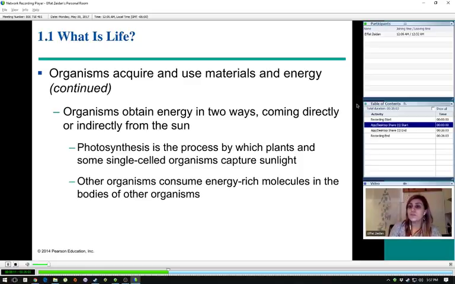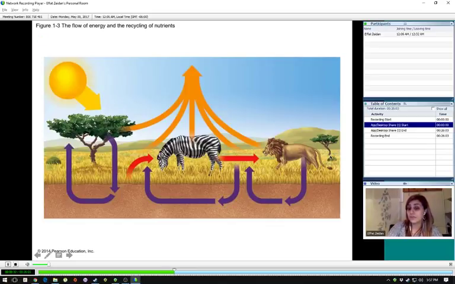Whereas other organisms consume energy-rich molecules, like for example, the food that we eat contains energy. It comes from the sugar, it comes from glucose. Our body breaks it down and it generates energy molecules that can be used by our body's machinery to keep us healthy. So energy can be obtained and acquired in two different ways. And this is an example of the flow of energy as well as the recycling of nutrients in nature.